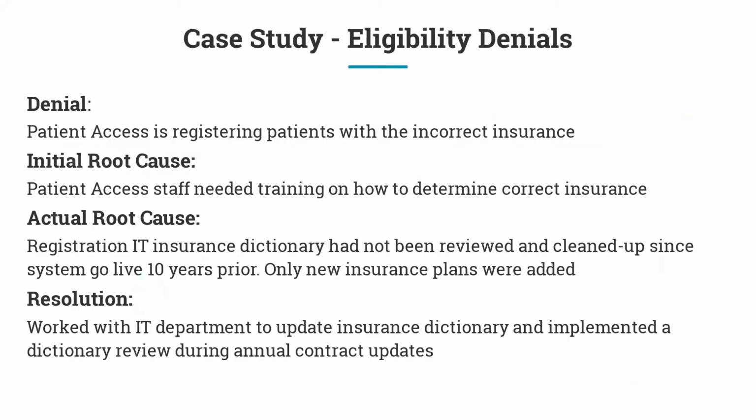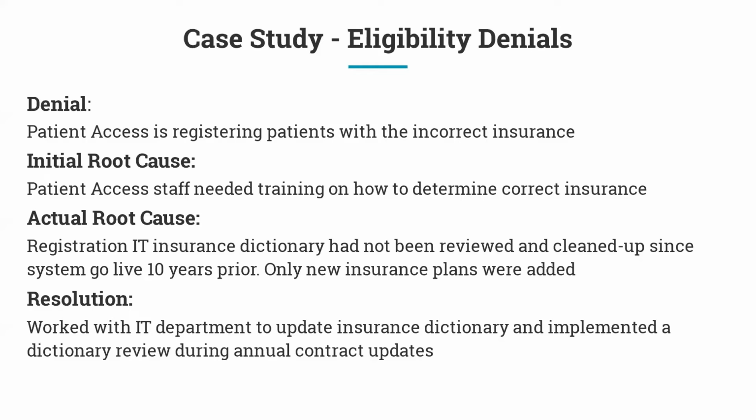All right. I'm going to do a quick case study, and then we'll open it up for question and answers. This case study is on eligibility denials. This was from a hospital in Texas. Their denial was that Patient Access was registering patients with the incorrect insurance, and everybody was frustrated with them. So the leadership took a look at it, and they said, well, the Patient Access staff just doesn't get it. We just need to do more training so that they can determine how to pick the correct insurance. Well, actually, after going through this process and sitting down with the staff and observing what they're doing, what we found out is that the insurance dictionary that registration used had not been reviewed or cleaned up since the system went live 10 years ago.